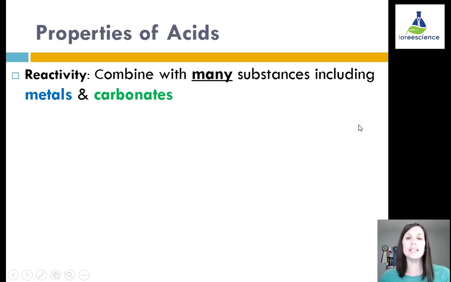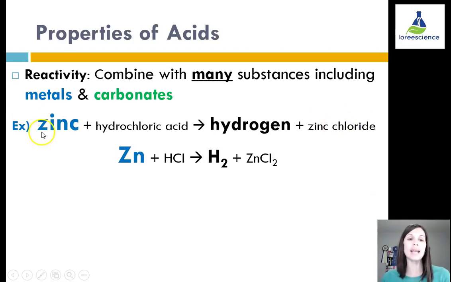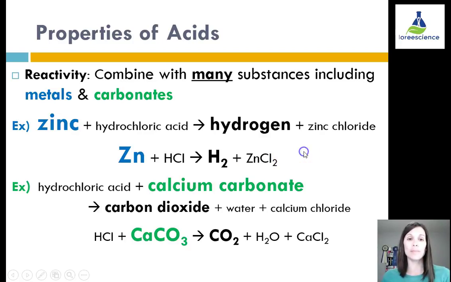So, more properties of acids. If we look at their reactivity, they combine with many substances, but primarily react with metals and carbonates. To give an example of reacting with a metal, we can take a look at zinc and the acid hydrochloric acid. It will yield hydrogen gas and zinc chloride. So there's our metal. Anytime you have a metal with an acid, it's going to be a single displacement reaction, always producing a hydrogen gas and some sort of an ionic compound, in this case zinc chloride.